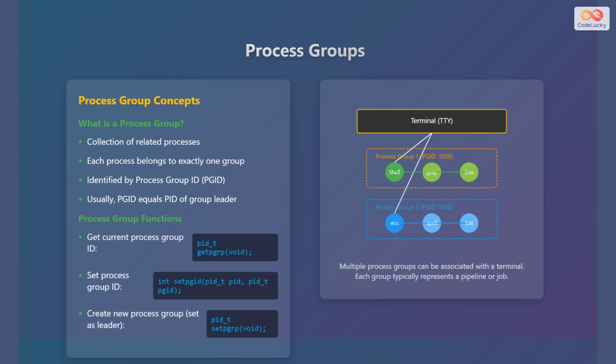A process group is a collection of related processes. Each process belongs to exactly one process group. Process groups are identified by a process group identification. Typically, the process group identification is equal to the process identification of the group leader, which is usually the first process in the group. To get the current process group identification, use the getPGRP function. To set the process group identification of a process, use the setPGID function. The setPGRP function can be used to create a new process group and set the calling process as the group leader.